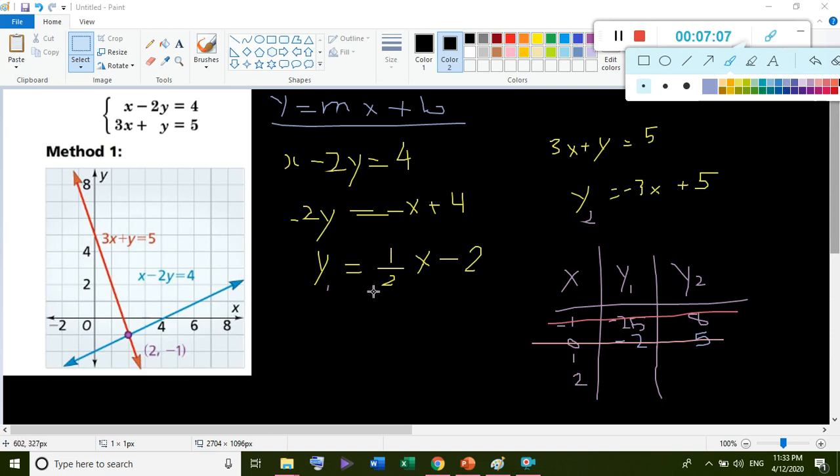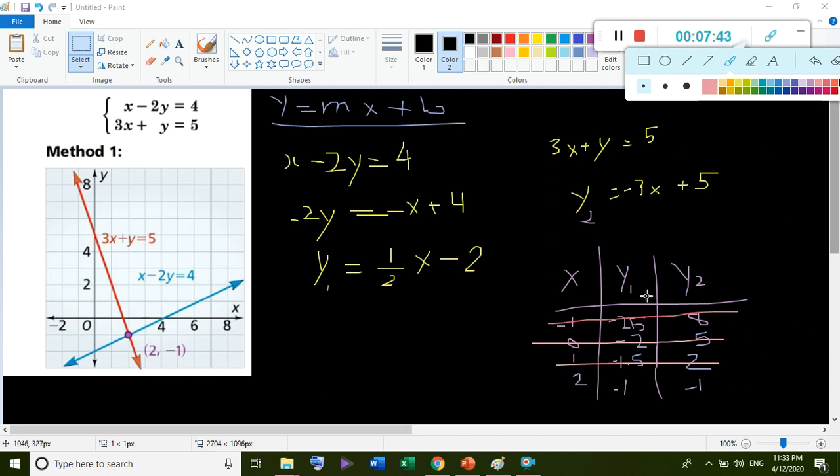Let's go for 1. Half times 1, which is half, minus 2, which is minus 1.5. And here negative 3x times 1, which is negative 3, plus 5, which is 2. So this is not a solution because y1 is not equal to y2. Let's check 2. It's going to be half times 2, which is 1, minus 2, it gives me negative 1. And over here, negative 3 times 2, which is negative 6, plus 5, which is negative 1.